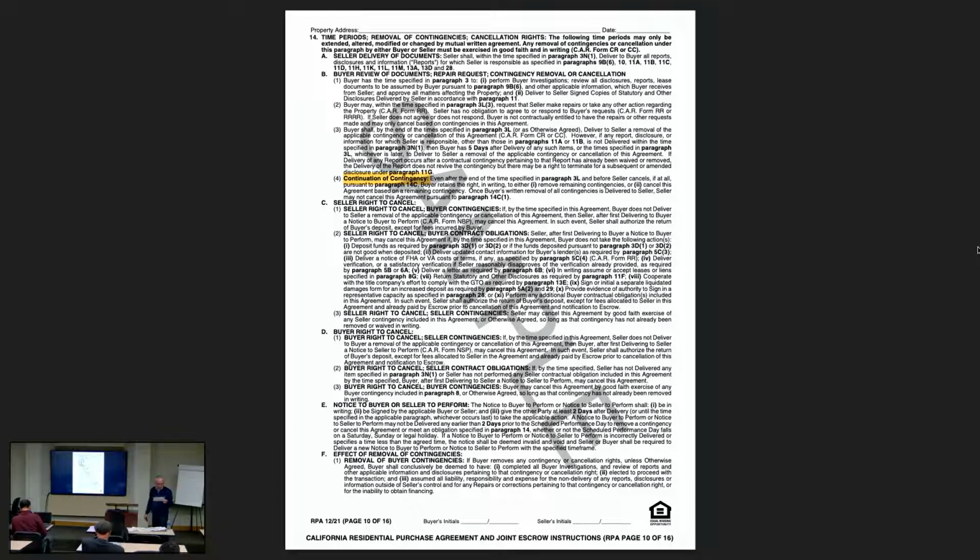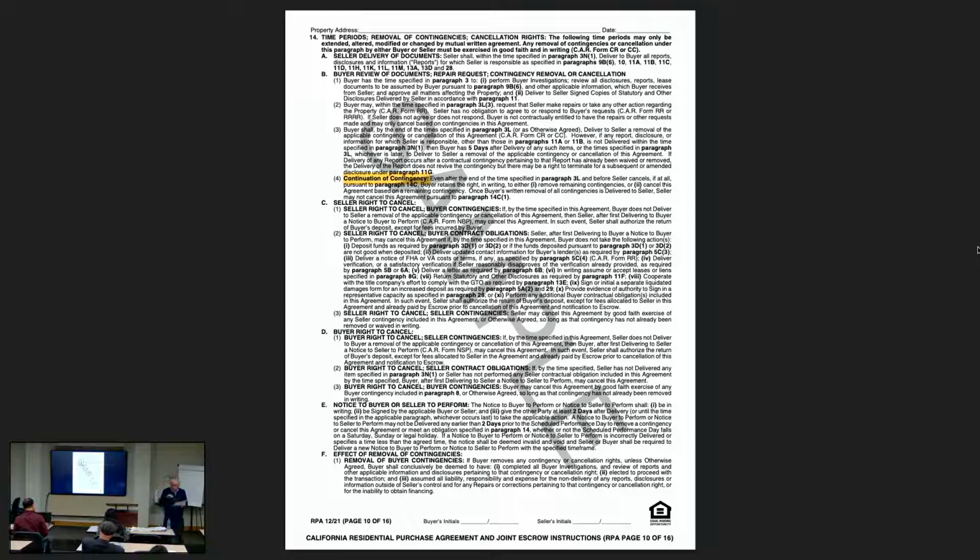Let's see here. It added, go to the notice to buyer to perform, form 14E. It added this language: as of right now, the notice to perform may not be delivered any earlier than 2 days prior to the scheduled performance day. So that's the key there. It's 2 days prior to the scheduled performance day, which is not necessarily the day that it has to be performed, depending on whether that scheduled performance day lands on a weekend or a holiday, okay?